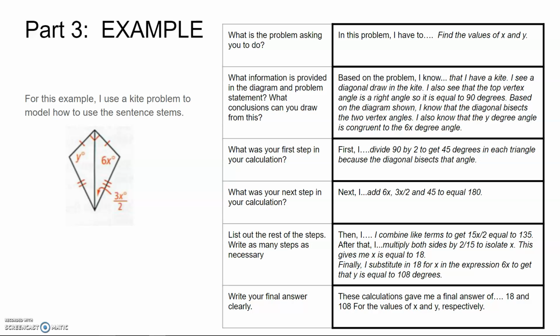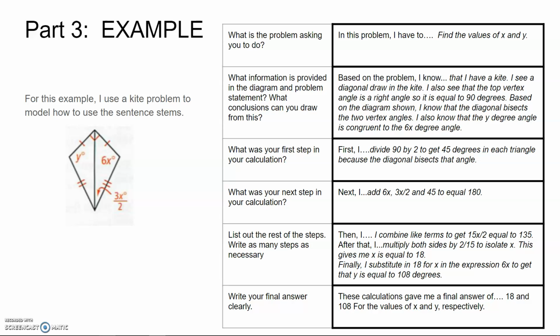In the next part of our paragraph is when we're actually going to do calculations. And what I want you to be careful with here is that you are talking about each step of the calculation one by one. So first I divide 90 by 2 to get 45 degrees in each triangle because the diagonal bisects that angle. So I'm using the fact that I know I have an angle bisector to divide by 2. You notice that that is just one calculation, is dividing by 2. Next, I add 6x, 3x divided by 2, and 45 to equal 180. So now I'm talking about the three angles in my triangle.